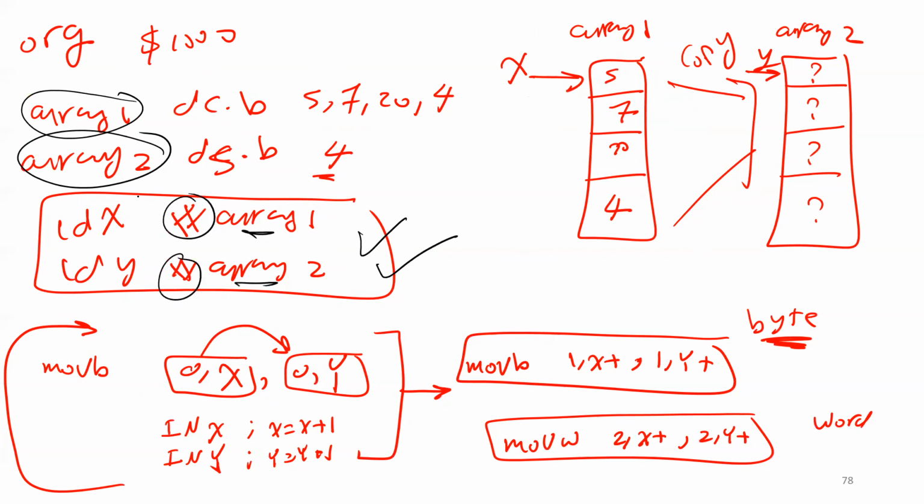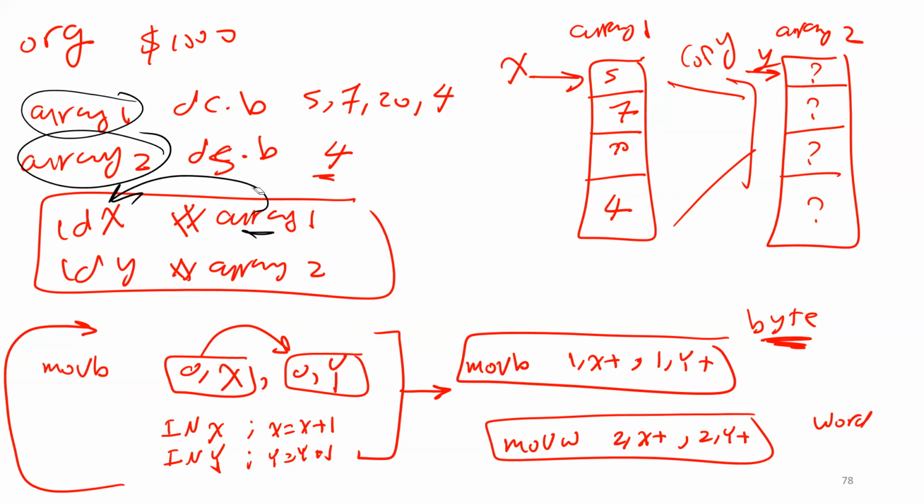Right? Always we are going to do this. You have to initialize X. You have to initialize Y by the beginning address of the array. How can we do that? You have to put hashtag and then you put the name of the array, because this name is going to be replaced by the beginning address. So here I'm going to store the beginning address in X, the beginning address in Y.